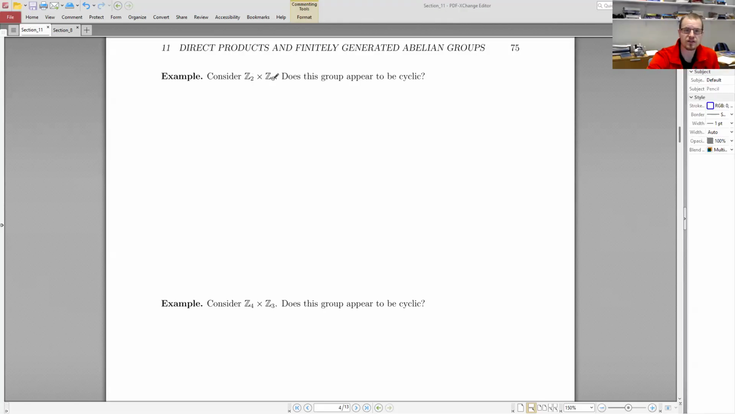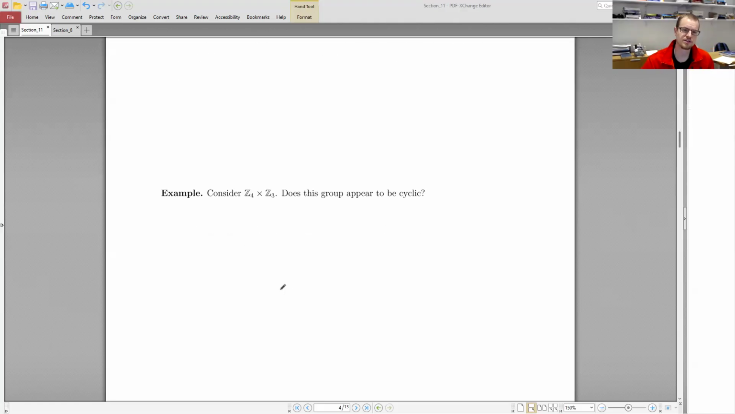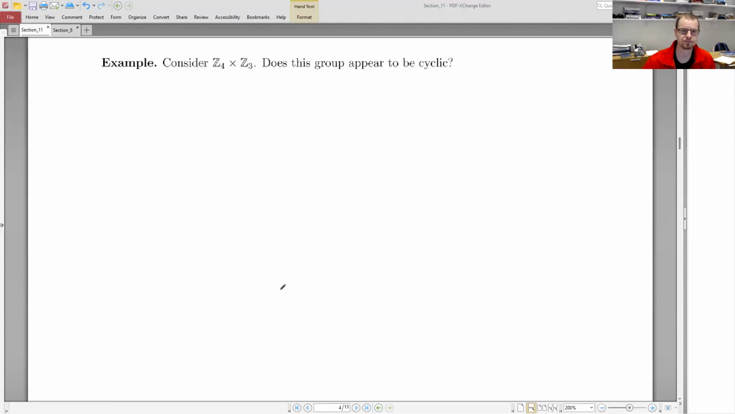You'll notice that each of these has 12 elements in them. Z2 cross Z6 has 12 elements. Z4 cross Z3 has 12 elements. I'm actually going to consider this second example first. And we want to take a look at this and decide if the group appears to be cyclic.